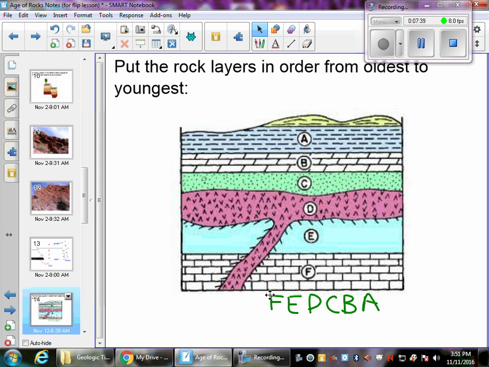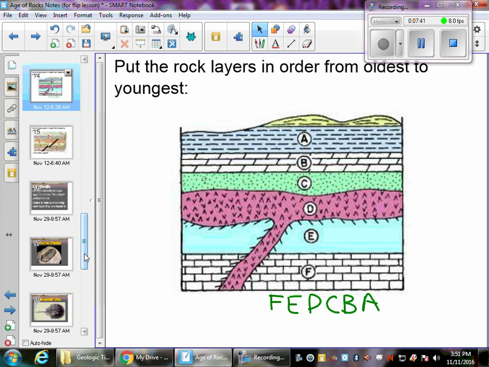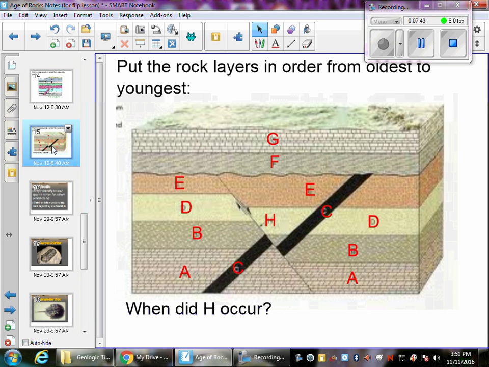All right. And I've got one more here for you to practice. This one gets to be a little bit complicated, but that's okay. I just want you to try it, putting the rock layers in order from oldest to youngest. Make sure that you pay attention to the letters C and H and see if you can fit them in there as well. This is challenging to get them all in the correct order, but I'd like for you to try to do that. Remember, the oldest is going to be on the bottom, the youngest is going to be on the top. So go ahead and put these in order, pause the video.